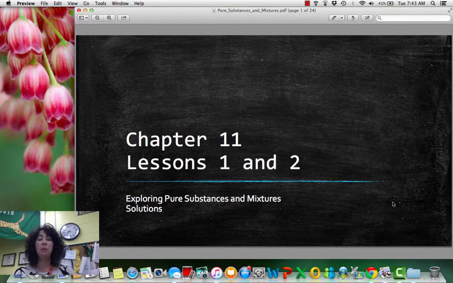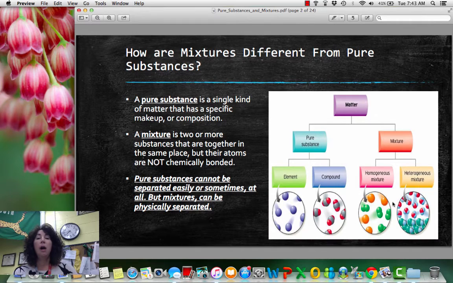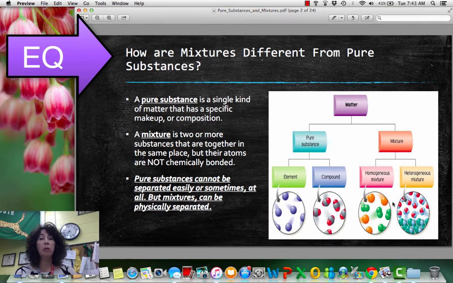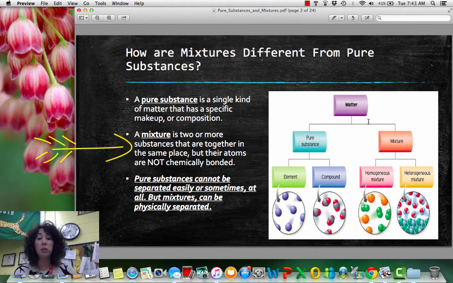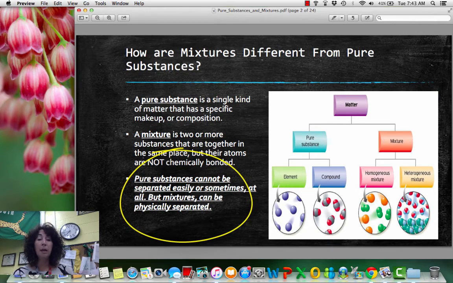Okay, pure substances and mixtures. So, how do mixtures differ from pure substances? Of course, we know a pure substance is a single kind of matter. It has a specific composition, a specific makeup. And we know that we can break those pure substances down into elements or compounds. When we're talking about mixtures, we're talking about two or more things that have been mixed together. They're sharing the same place, but their atoms are not chemically combined. So when we're talking about mixtures, we're talking about homogeneous mixtures or heterogeneous mixtures. And of course, we know pure substances cannot be separated easily, but mixtures can.